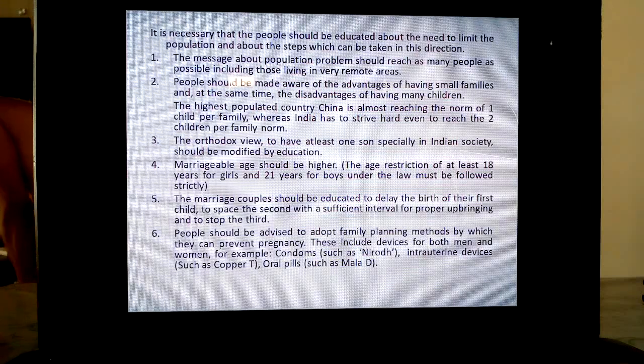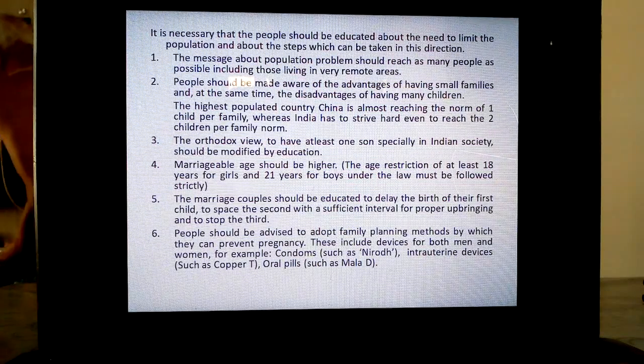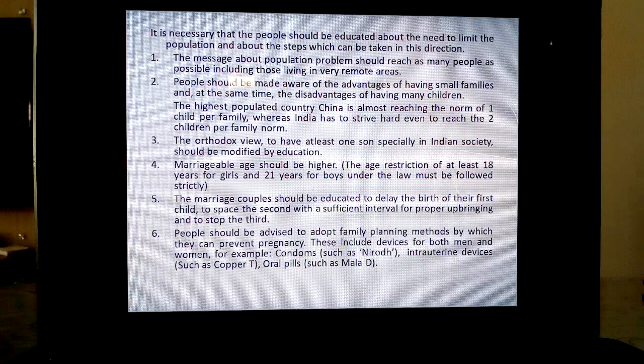The married couple should be educated to delay the birth of their first child, to space the second with a sufficient interval for proper upbringing, and to stop at the third. That is, there must be some gap between one child and the other. Not only for upbringing, it is also for health reasons. The mother must be ready to give birth to the next child. She should have enough strength to give birth to the next child. So there must be a gap between one child and the other.